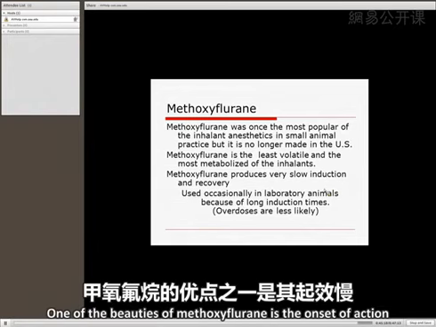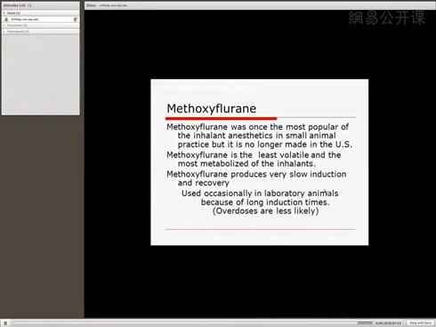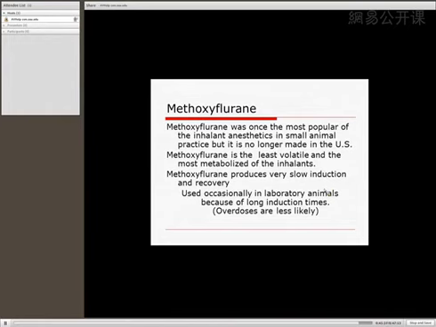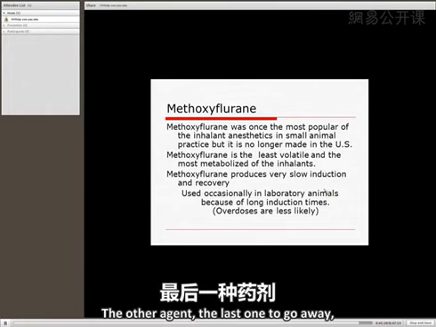One of the beauties of methoxyflurane is that the onset of action was so slow that it's hard to get enough methoxyflurane in a short duration to cause death. So from that aspect, it was relatively safe. A little perverse, but true.